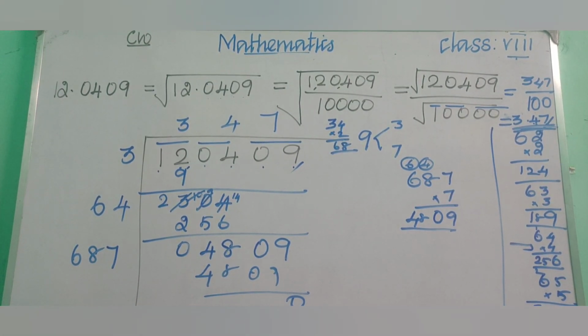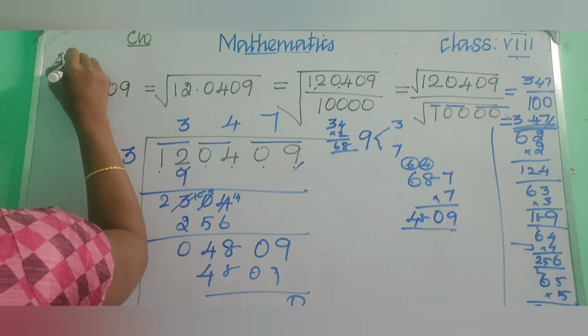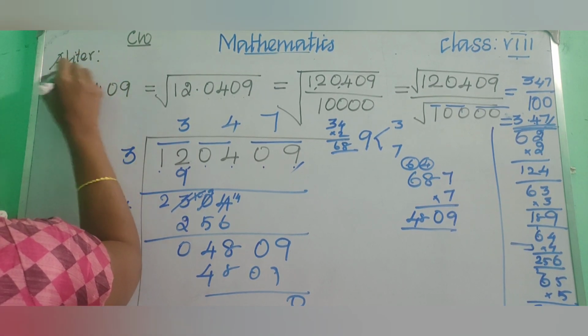We can also do it by any of these methods. Okay, copy this in your classbook notebook by writing this as aliter. What is meant by aliter? Aliter means the next method.